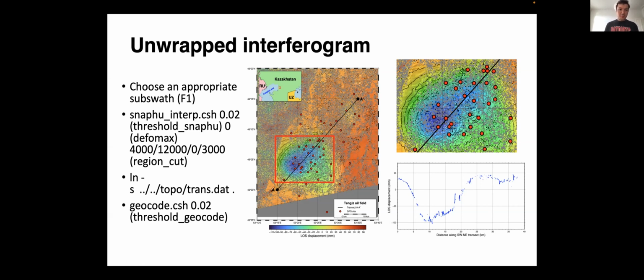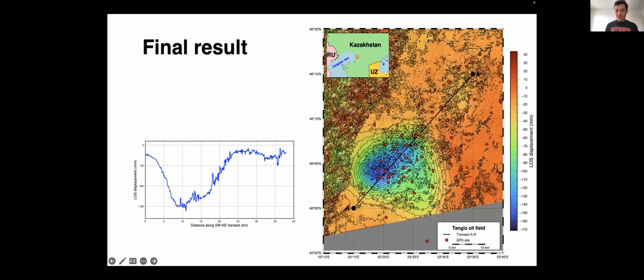In contrast, the previous run with all three subswaths, I think I ran overnight. It was very nice to have the results very fast. Then I ran the geocode command, but I got an error, so apparently I also need trans.dat, which translates from radar coordinates to geographical coordinates. And then I got a very nice continuous map.